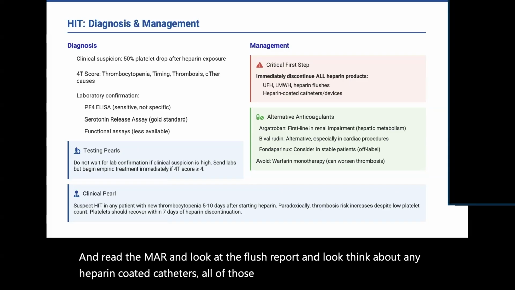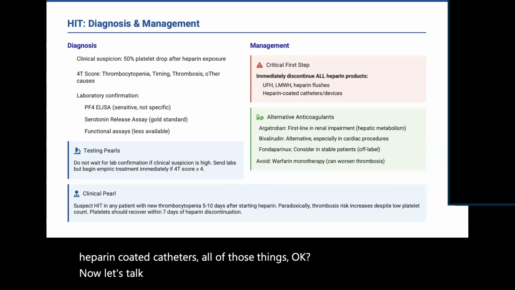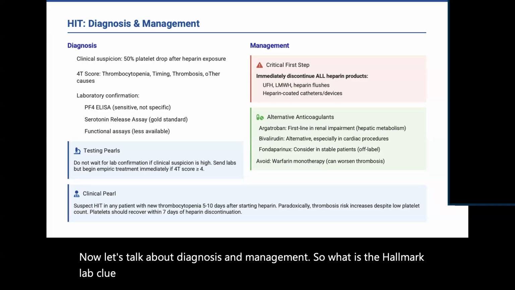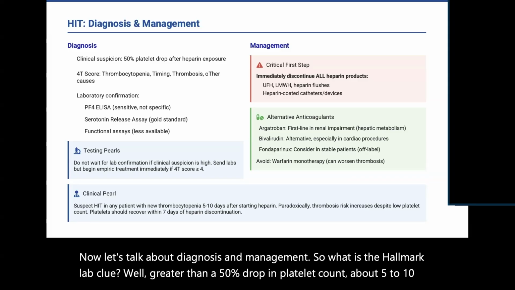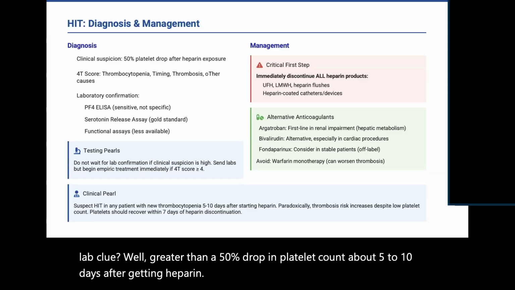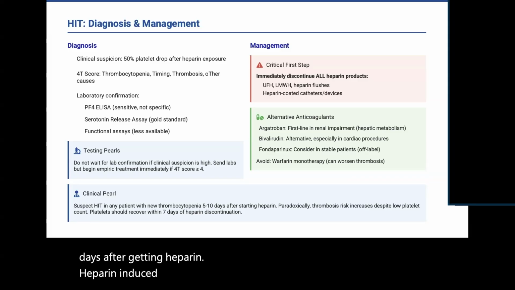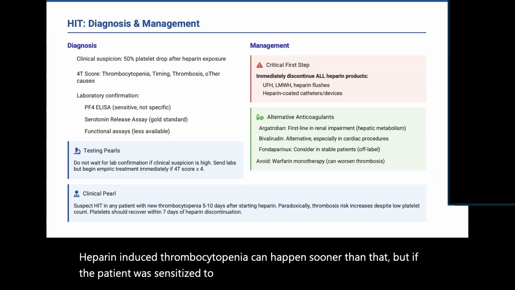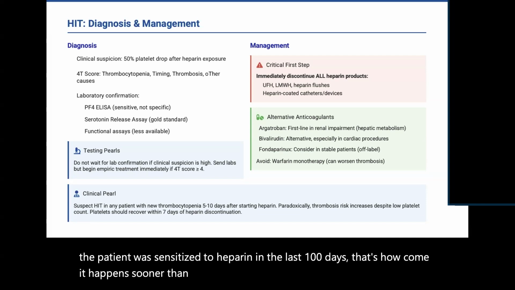Okay. Now let's talk about diagnosis and management. So what is the hallmark lab clue? Well, greater than a 50% drop in platelet count about 5 to 10 days after getting heparin. Heparin-induced thrombocytopenia can happen sooner than that, but if the patient was sensitized to heparin in the last 100 days, that's how come it happens sooner than 5 to 10 days.